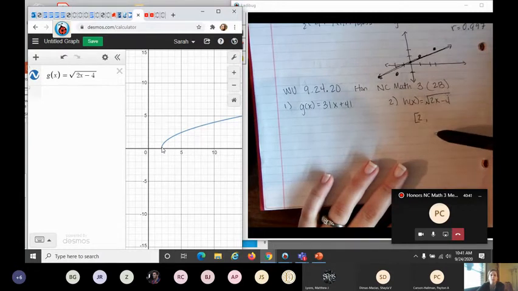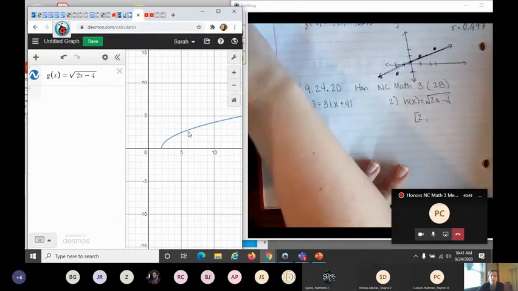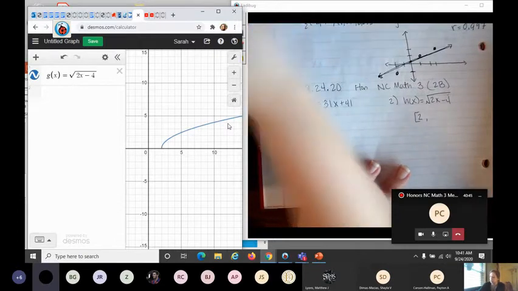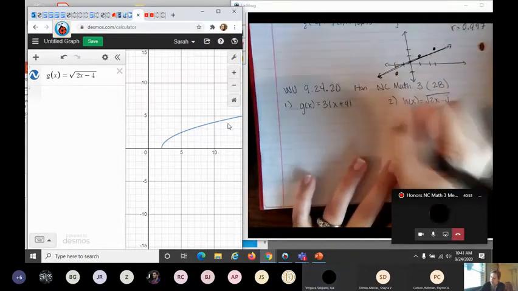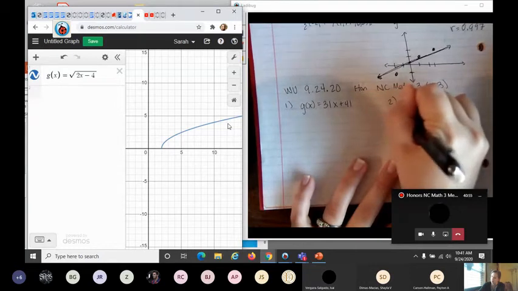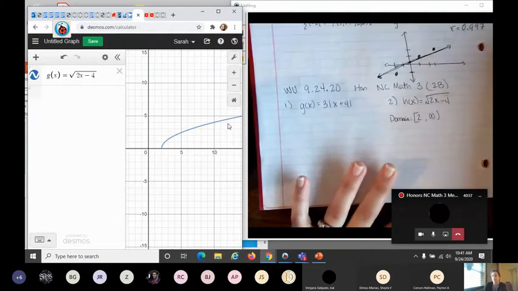And then how far to the right does this function go? It's infinite. Yeah, so it goes to infinity. And now what bracket do we use? The round, right? Yes, perfect. Thank you, Isai. So our domain for h of x is 2 to infinity.